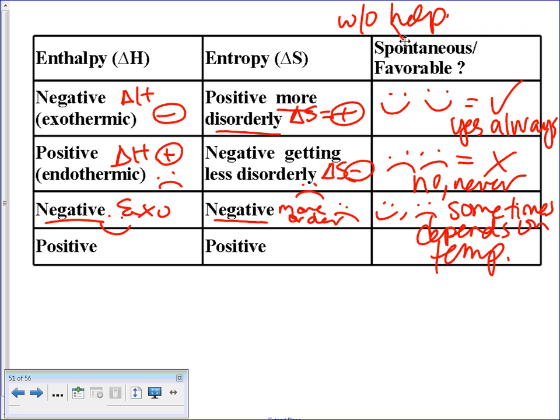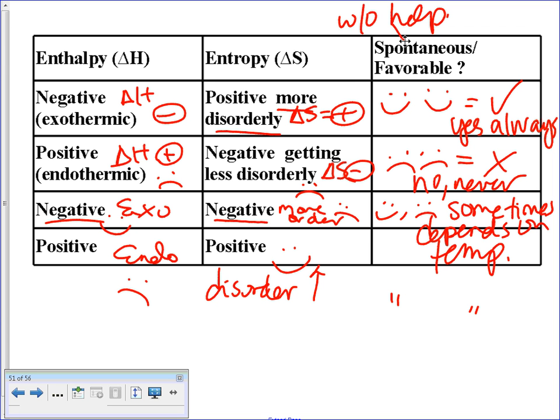Okay, next one. Endo. Favorite or not? Nope. We do not like endothermic reactions because we want to get rid of the excess energy. Positive entropy. What does that mean? More disorder. Yeah, we like some disorder. So the disorder is increasing here. Okay, so again, tell me what this is. Sometimes it depends on temperature. There you go. Ditto marks there.